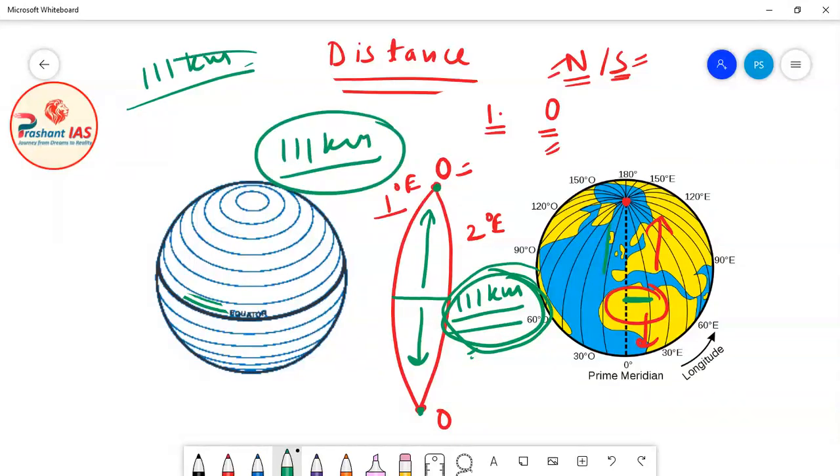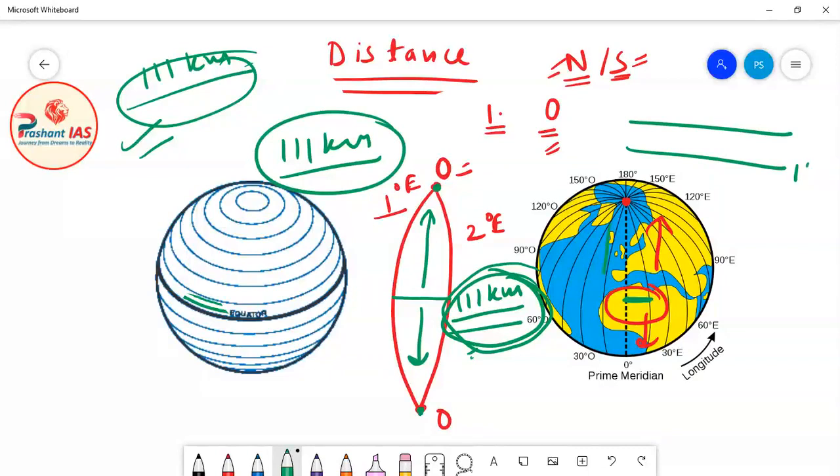This distance is even more than the average distance between two cities. So if you have to tell your location to your friend, then your friend will not be able to find your location if you only tell it in terms of degrees. For example, let's suppose this is 1 degree east, 1 degree north.